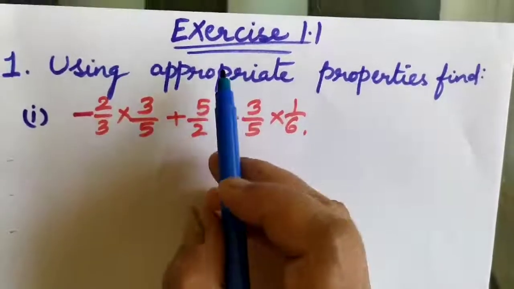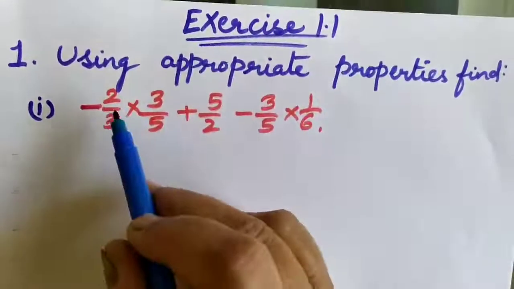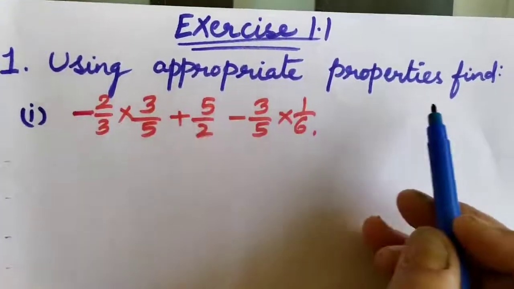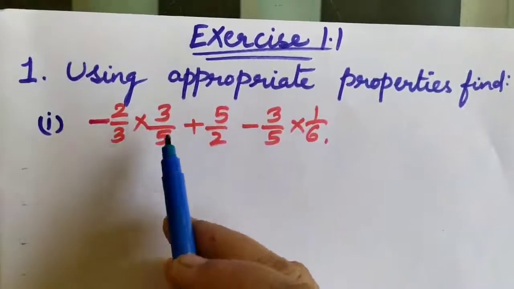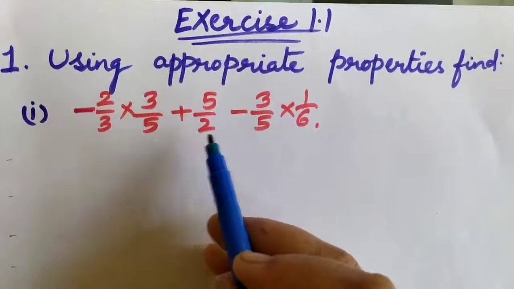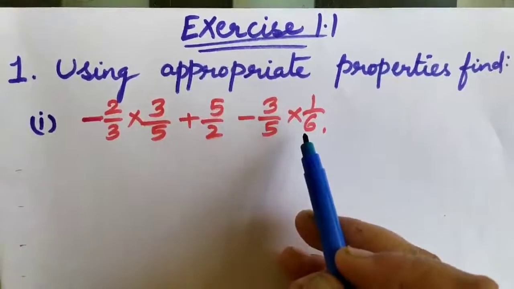So today we will start with exercise 1.1. Whatever properties we have studied, using appropriate properties we have to find the value. Minus 2 upon 3 into 3 upon 5 plus 5 upon 2 minus 3 upon 5 into 1 upon 6.